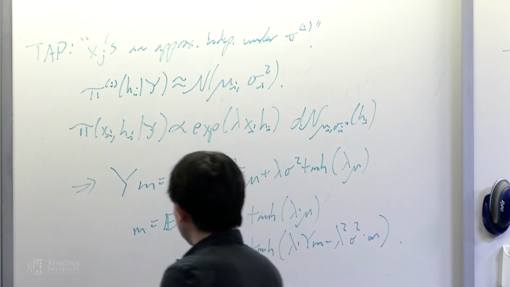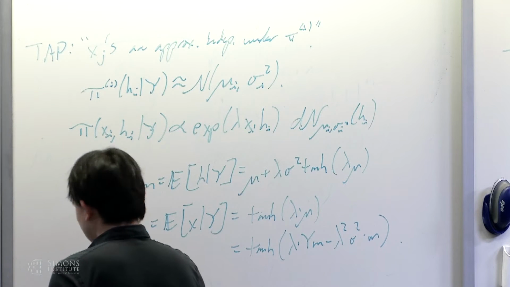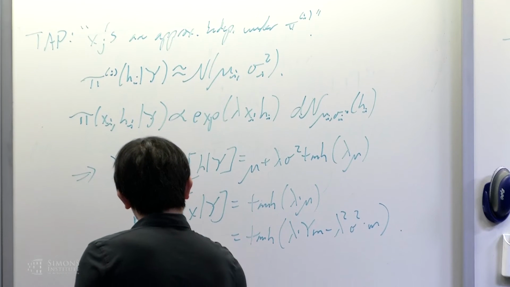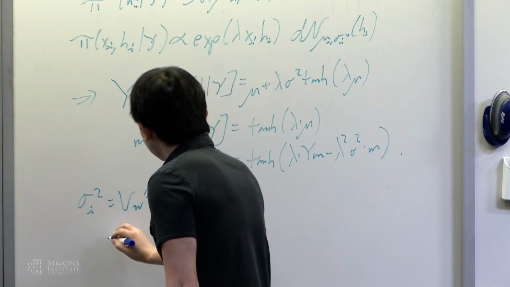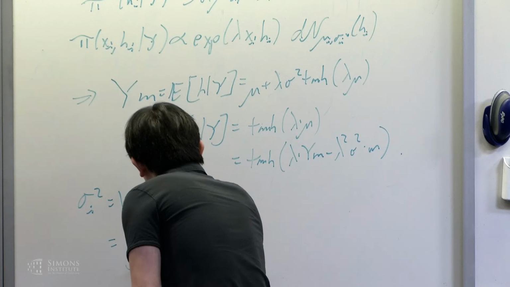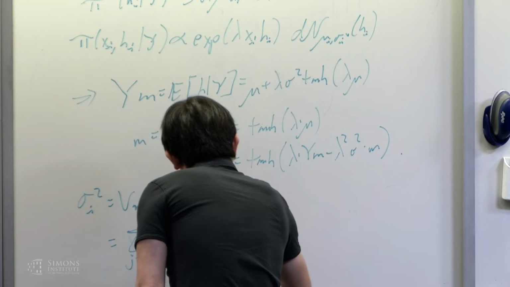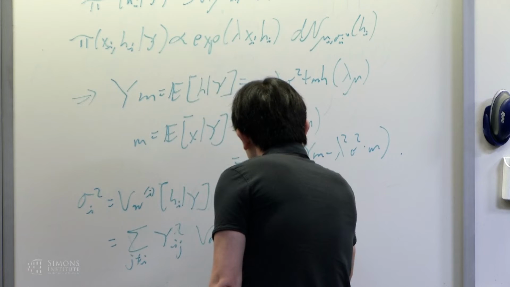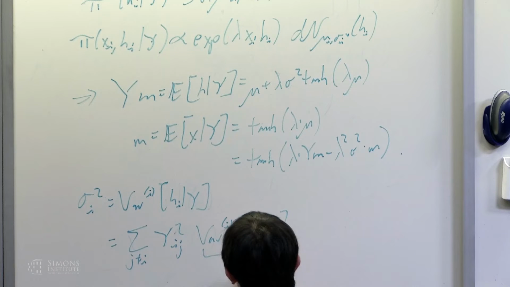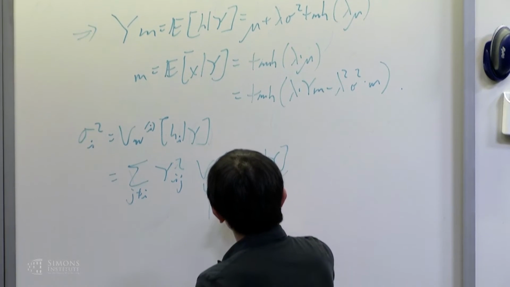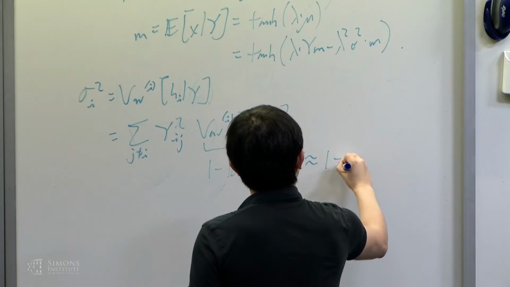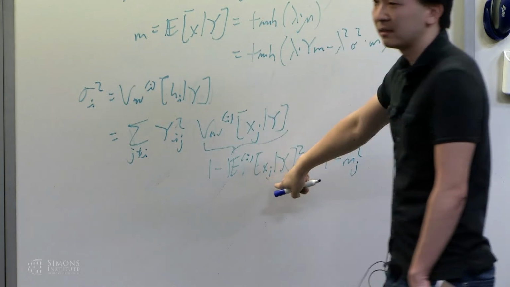And finally, so what should this correction term be? Well, we have that sigma I squared should represent the variance under this cavity field of hi given y. And if we believe that these xj's are approximately independent, then what this should be is just the sum over j not equal to I of yij squared times the variance under the cavity field of the individual xj given y. The xj's here are plus minus 1, so this is 1 minus the expectation of xj given y squared, and we'll make this approximation that's roughly 1 minus mj squared, where mj is just the mean of x.